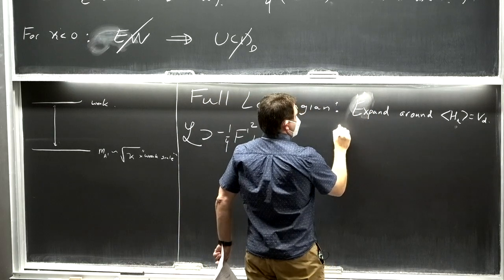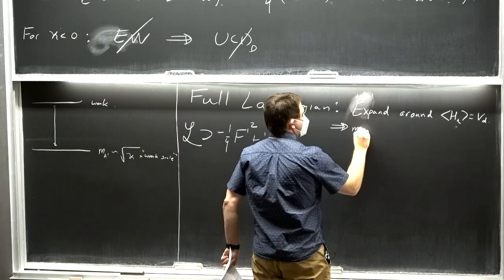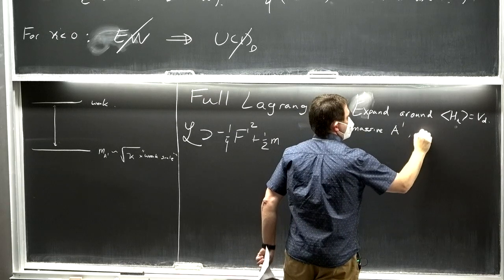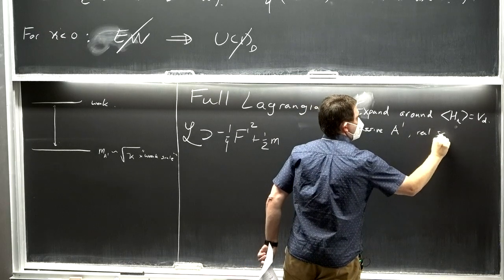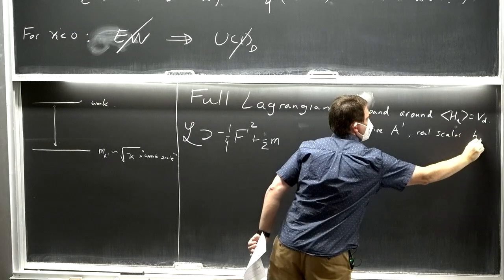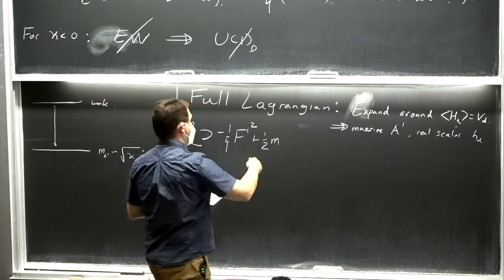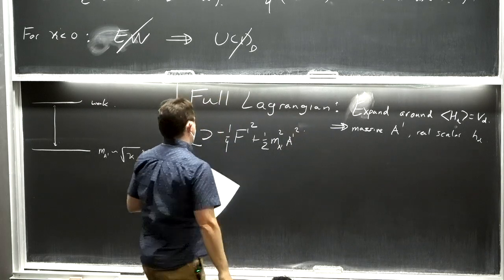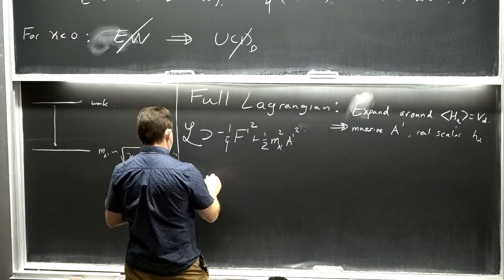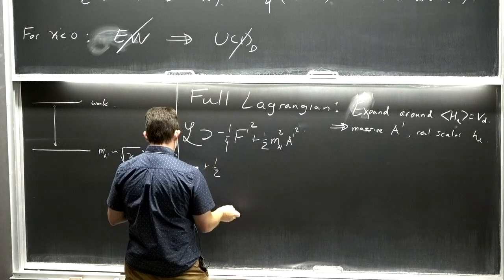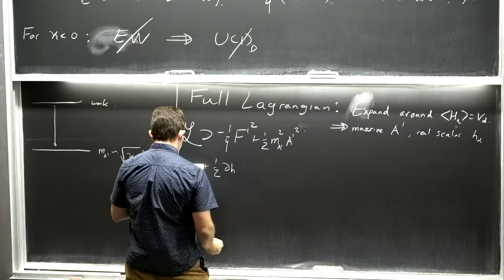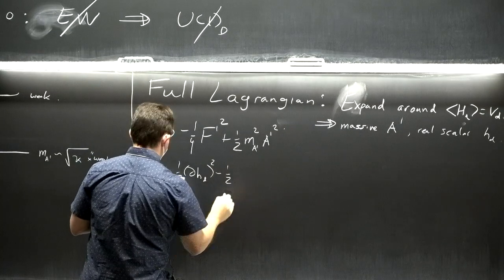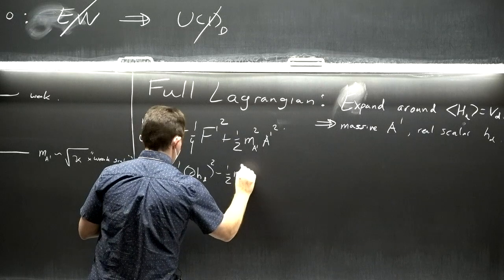We have a degree of freedom. We have a massive A prime, and we have a real scalar h dark. And I'll write that again up here, okay? Okay, so those are the kinetic terms for the dark photon, expanded about this vacuum. Then we have kinetic terms for the real dark Higgs, in this case.